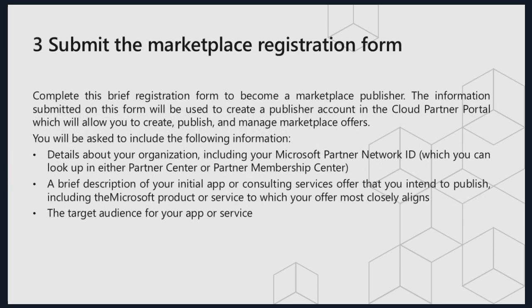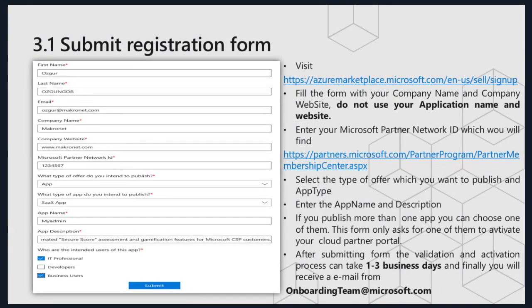The main topic of today starts with this slide. You have to apply for the Cloud Partner Portal. There are a few different steps to apply with the form. Fill the form with your company name and company website. Do not use your application name and website. Enter your Microsoft Partner Network ID, which you will find on the Microsoft Partner Network portal.